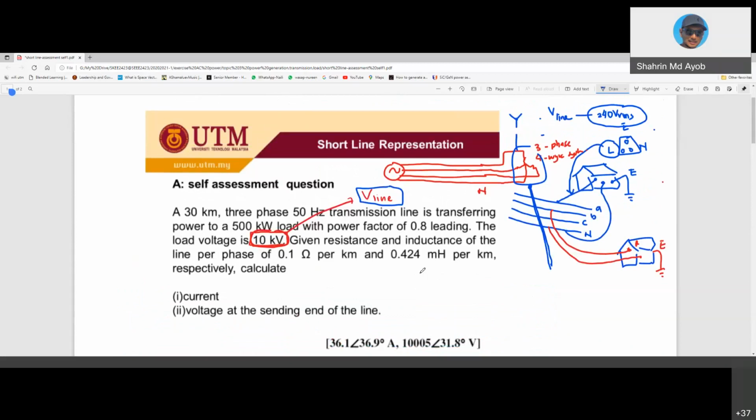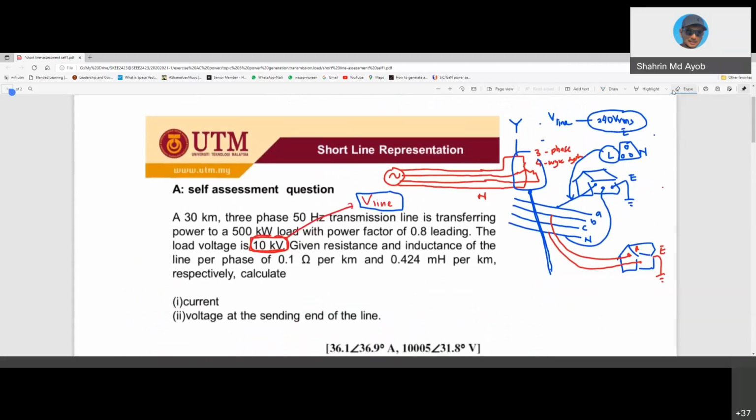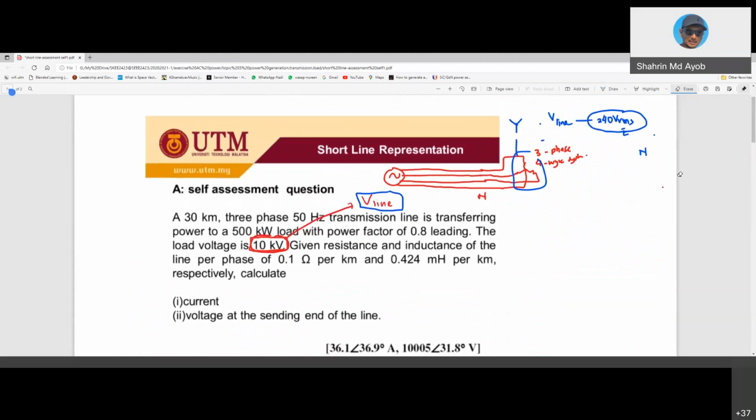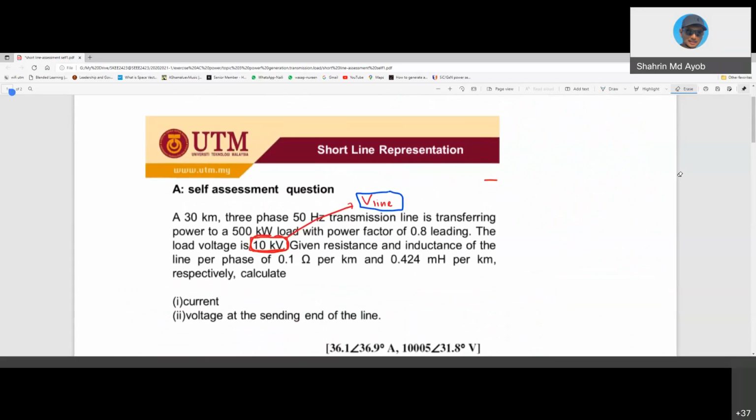Okay, so we proceed with this example. Actually for this transmission line, especially the short transmission line, it means that the length of the transmission line is lower than 80 kilometers. So if you are given information like 30 kilometers or lower than 80 kilometers, it means that it is a short transmission line.